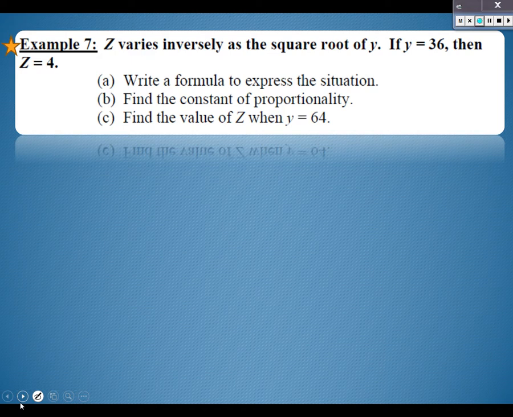Well, because it says, I want you to start thinking more globally about these ideas now. It says this thing varies inversely as this thing. So that means z, this thing, equals k over that thing. So z equals k over the square root of y. Cool. Does that make sense?